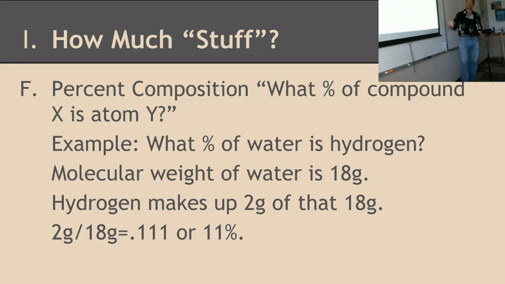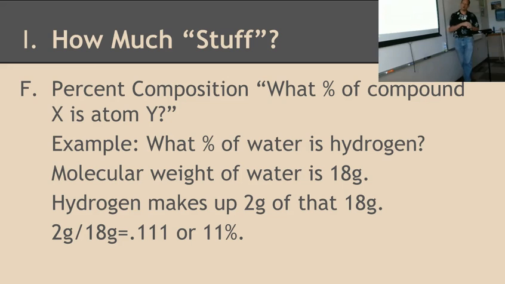The example I gave here is how much of the mass of water is given to it by hydrogen. Water is H2O. Each hydrogen atom has a weight of 1. So with 2 hydrogen atoms, 2 times 1, the hydrogen atoms together weigh 2 mass units, right? And so of the 18 that is water, 2 of that is hydrogen.